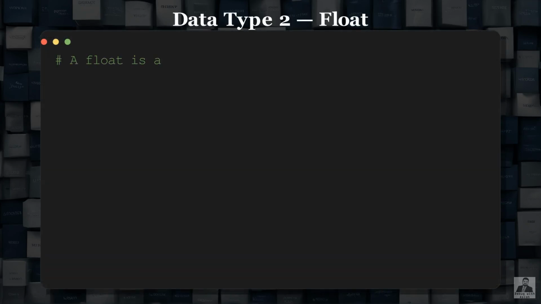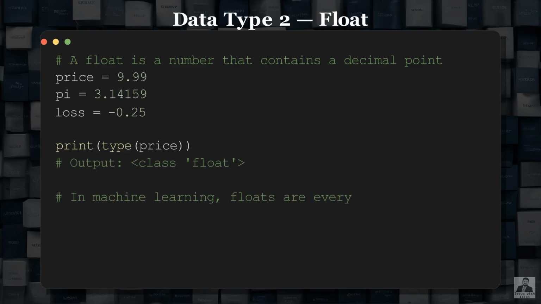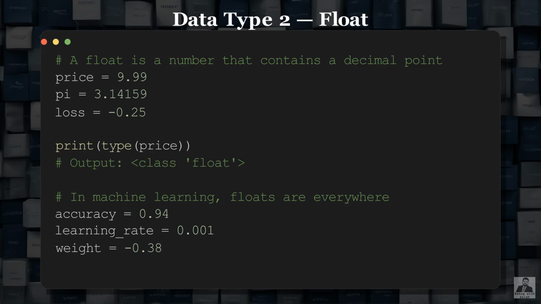The second data type is the float. A float is any number that contains a decimal point. Here, we store 9.99 as price, 3.14159 as pi, and -0.25 as loss. When we check the type of price, Python tells us it is of class float. In machine learning, you will work with floats constantly. Model accuracy, loss values, learning rates, and neural network weights are all stored as floats.